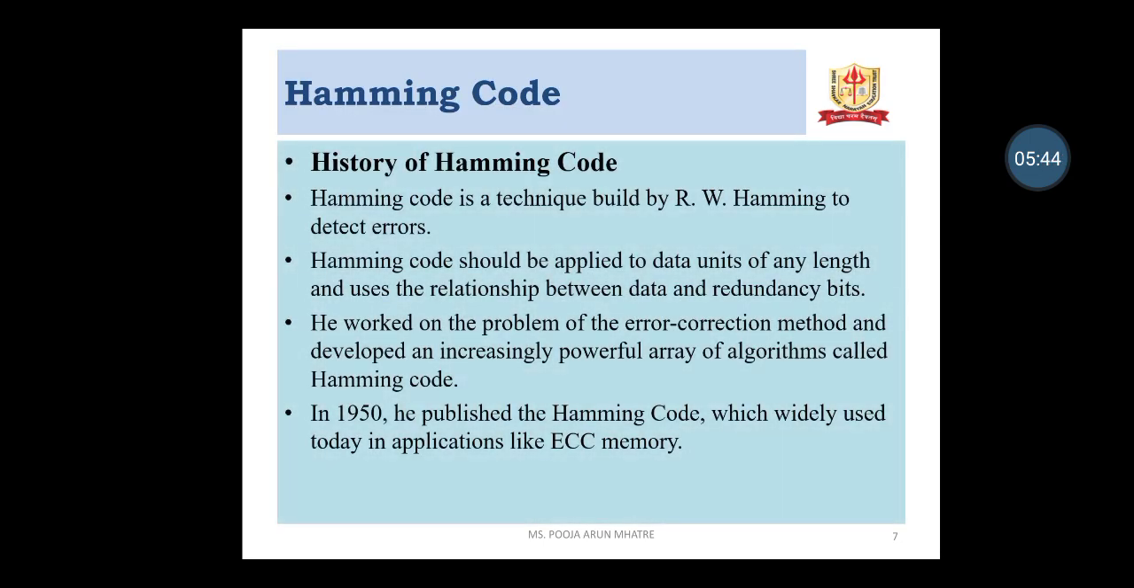Hamming code. First we will see the history of the Hamming code. The Hamming code is a technique built by R.W. Hamming to detect errors. Hamming code can be applied to data of any length and uses the relationship between the data and redundancy bits. He worked on the problems of error correction methods and developed an increasingly powerful array of algorithms called Hamming code. In the 1950s, he published the Hamming code, which is widely used today in applications like ECC memory.